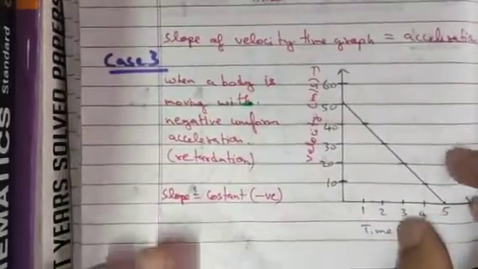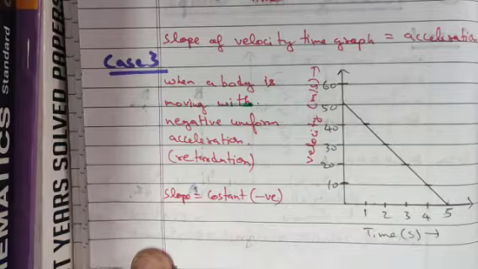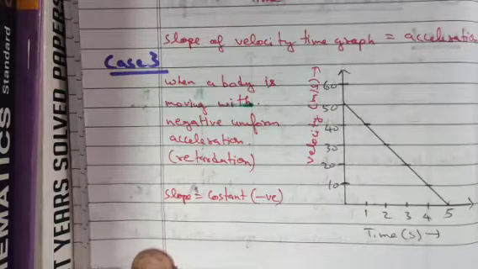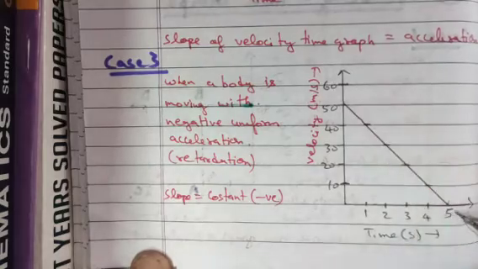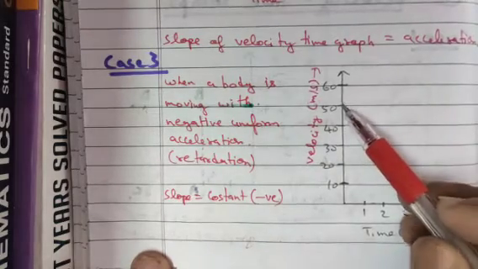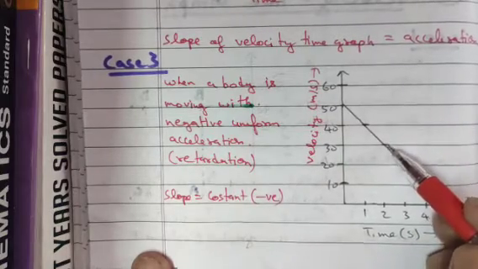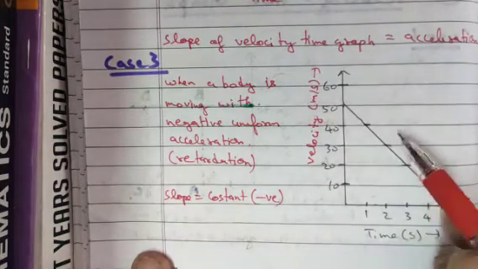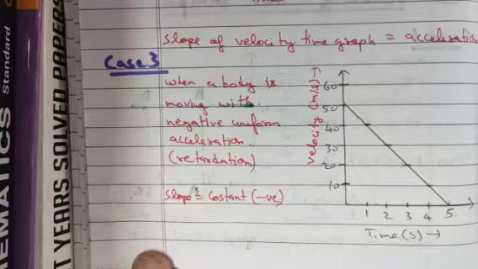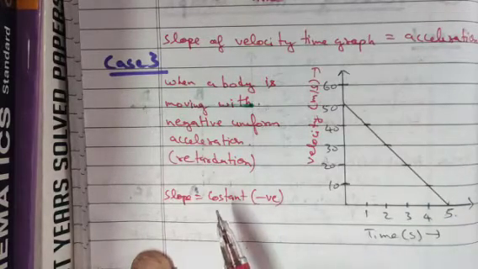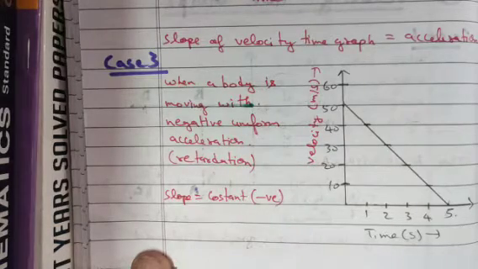Next is the third case, when a body is moving with uniform negative acceleration. So it will be like this. At 0 second the velocity is 50, at 1 second 40 meter per second, then 30 meter per second, and so on. So the velocity is decreasing with time. So the graph will be in such a manner, and the body is said to be moving with uniform negative acceleration.